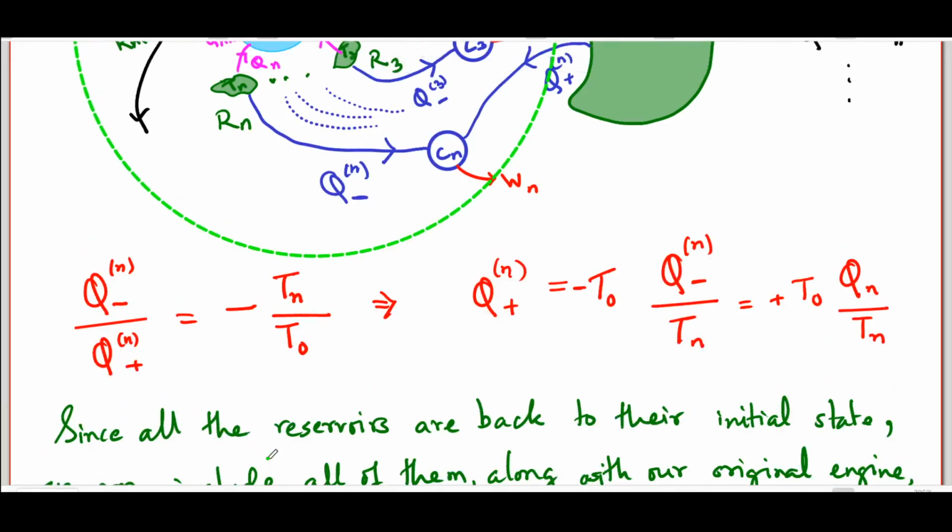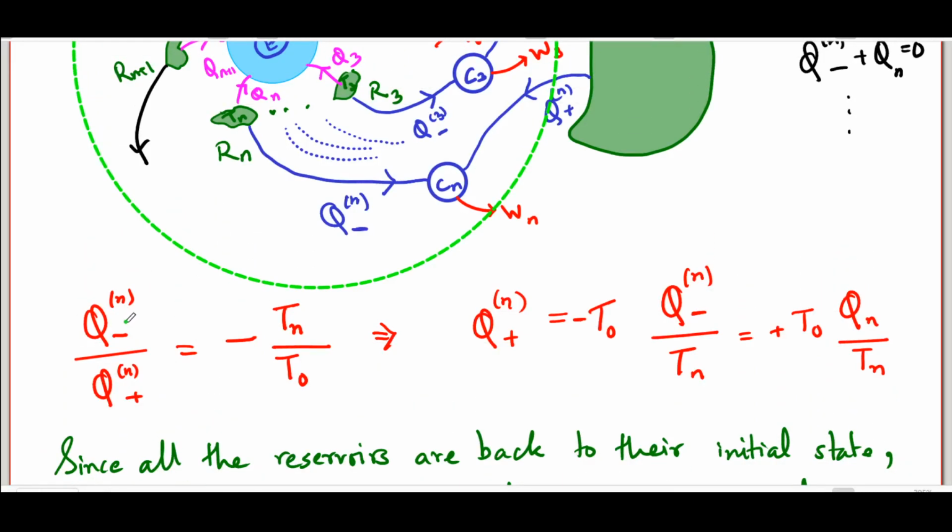Now, note that we have this result already, that for a Carnot cycle running between two reservoirs at temperature Tn and temperature T0, Qn minus by Qn plus is minus Tn by T0. This is the result which helped us to establish the absolute temperature scale in the last lecture. So Qn plus is simply minus T0 times Qn minus by Tn, but Qn minus, remember, is nothing but minus Qn. Note that the net amount of heat given out by this reservoir is 0, so Qn plus Qn minus is 0. And therefore, Qn plus, the heat taken in from the reservoir R0 by this particular Carnot cycle Cn, is given by T0 into Qn by Tn.